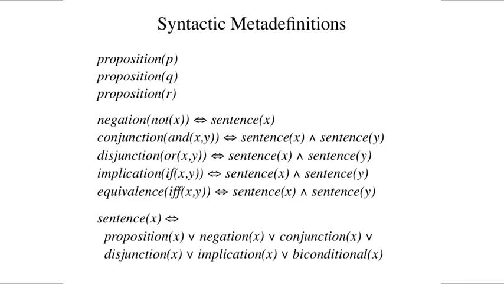With this vocabulary, we can characterize the syntax of our language as shown here. We start with the declarations of our proposition constants. p is a proposition constant, ditto for q and r. Next, we define the types of the expressions involved using our various logical operators. If x is a sentence, then not of x is a negation. And of x, y is a conjunction if x and y are sentences, and so forth. Finally, a sentence is either a proposition, or a negation, or a conjunction, or a disjunction, or an implication, or a biconditional. And that's all.